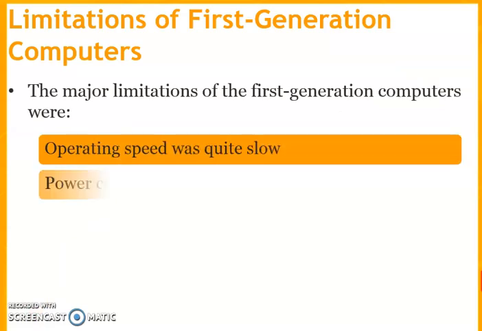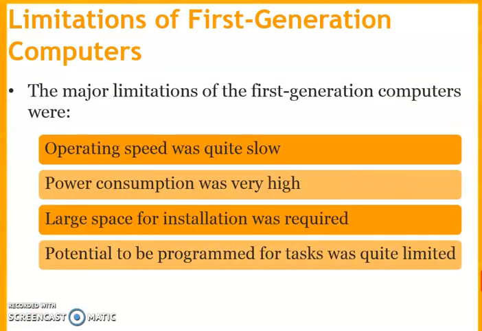The limitations were that its speed was very slow. The power consumption was very high. It needed a lot of area for installation. And the potential to be programmed for tasks was quite limited. We could do only some limited tasks on that computer. So that was about first generation computers.